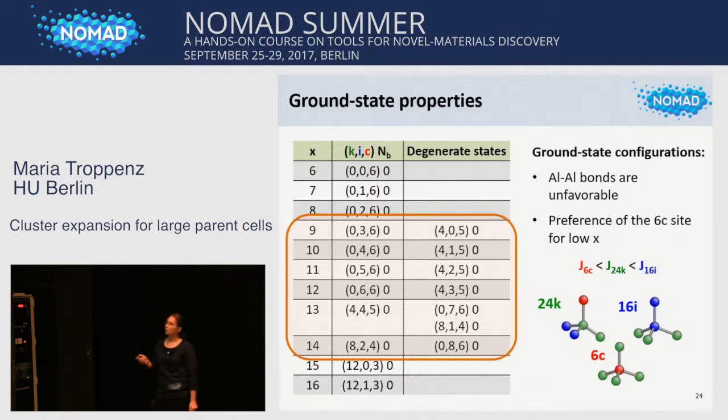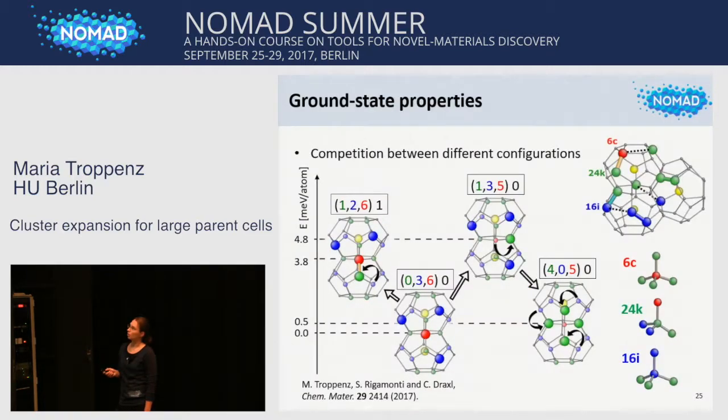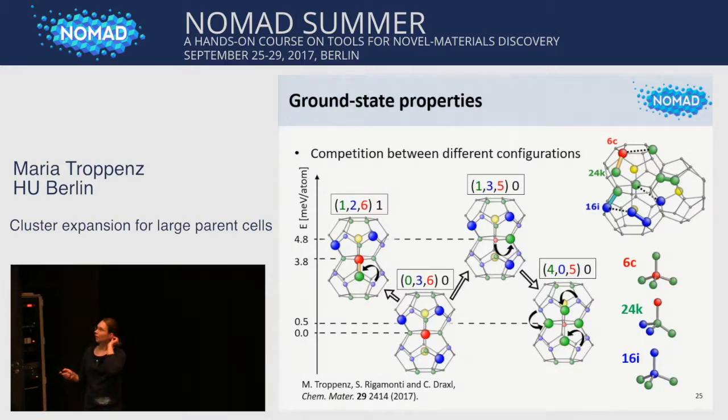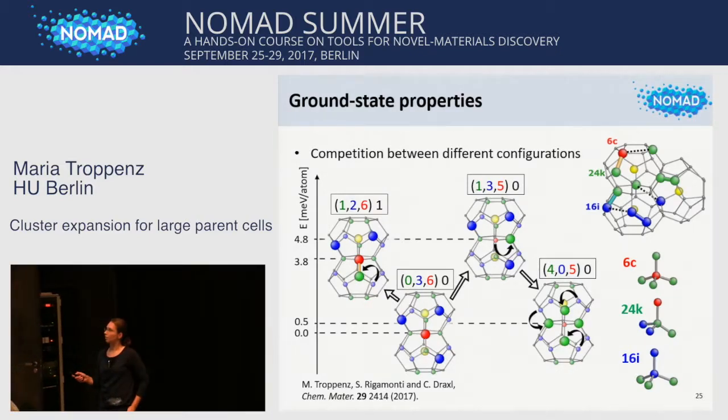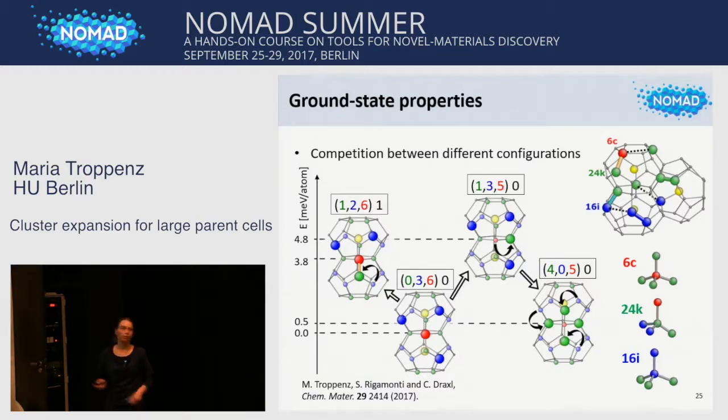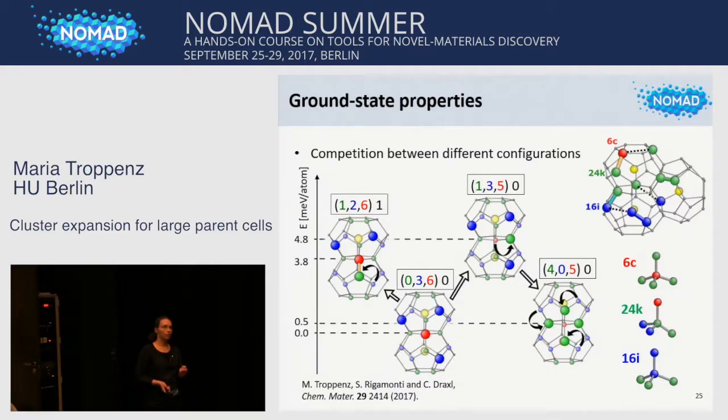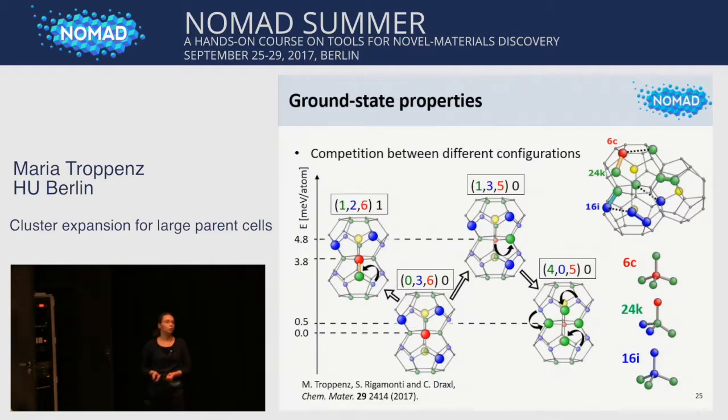Then in the middle region from 9 to 14, we have a competition of energetically really similar structures. And this I want to explain with an example of composition 9. Here you see 4 different configurations at composition 9 aluminum, and their energy. So the ground state has 0 energy and has the configuration with full occupation of the 6C site. And the other 3 remaining atoms go to the 16I site.